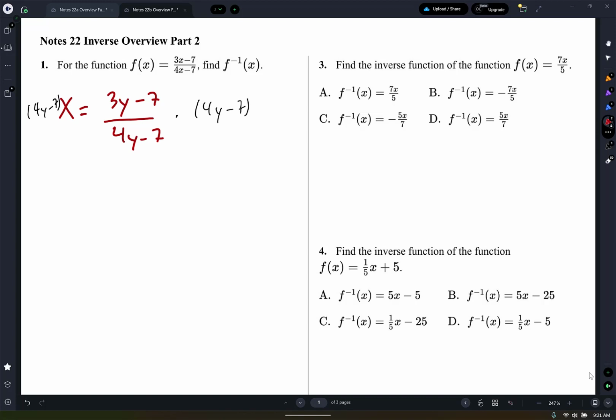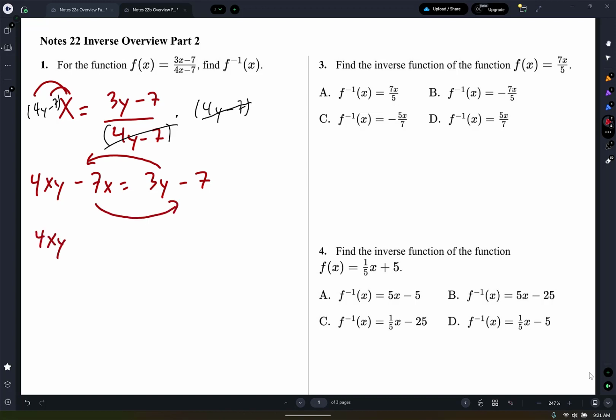So now here's what I have. I'm going to distribute, so I have 4xy minus 7x equals 3y minus 7, because the 4y minus 7's cancel out. Then I'm going to move the 3y to the other side, so I'm going to combine these, or factor out. You'll see what I mean. And I'm going to move the 7x to the other side. So I have 4xy minus 3y equals 7x minus 7.